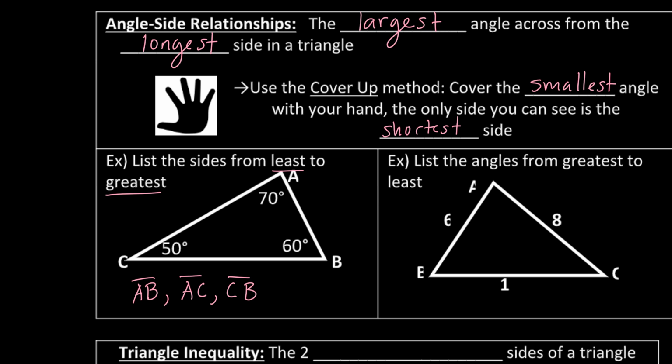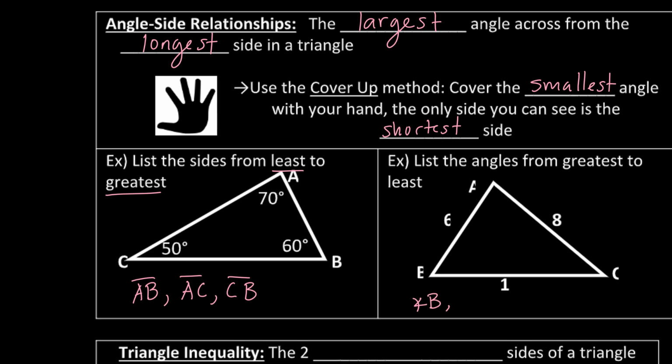It's asking you to find the angles this time. So list the angles from greatest to least. So what is our biggest angle? What is the longest side? The biggest side? AC. So cover up that entire length with your hand. And what's the only angle you can see? B. So that is our biggest angle.